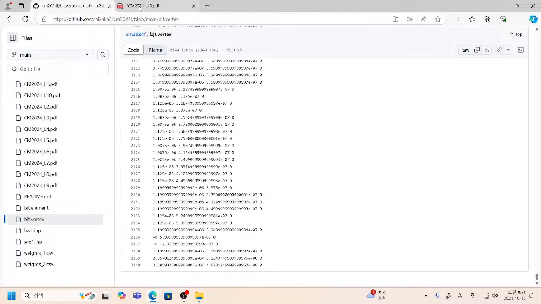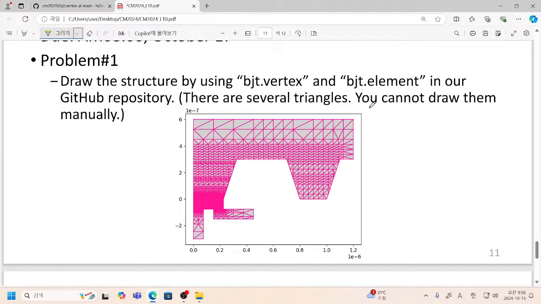Instead of that, please write a computer program that automatically reads bjt.vertex and bjt.element. Simply speaking, when we provide just this root name, bjt, it automatically reads the .vertex file and the .element file and visualizes it in this way. So you can identify there are certain triangles and other triangles.